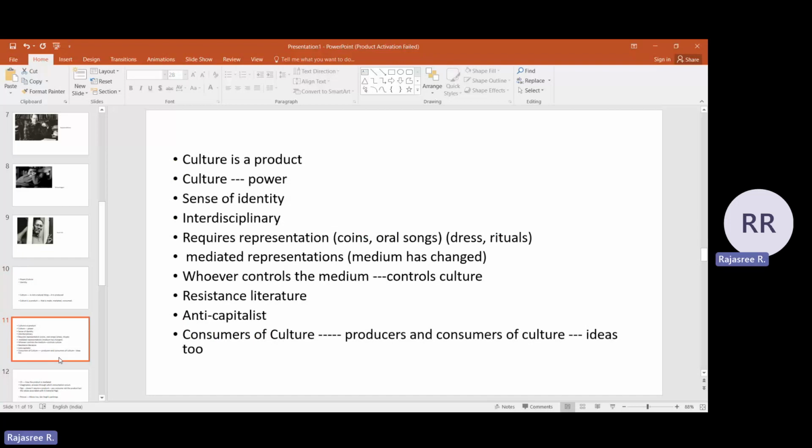So this mediated representation, it could be through language, it could be through visual signs. So every time whoever controls the medium controls culture. So that is how culture is related with the medium, how it is being represented. Then you have cultural studies is a form of resistance literature, in the sense dominant culture is being questioned every time.